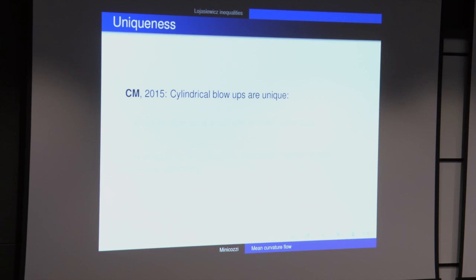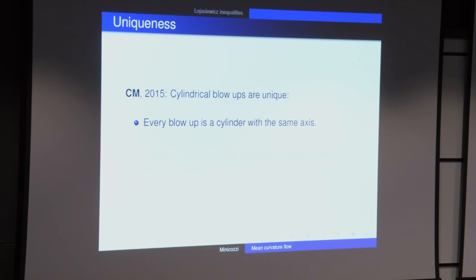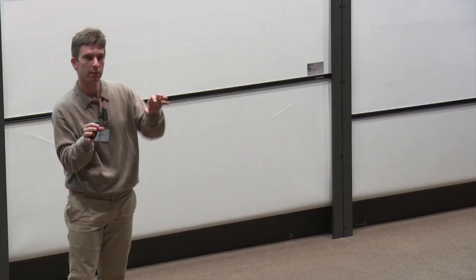So in a paper in 2015, Toby and I showed that if you have a cylindrical blow-up, so again in the setting we're in, you always get uniqueness. In other words, just before a singularity of mean curvature flow, if it looks like something like the dumbbell with the neck pinch, if I zoom in on that at times just before the singularity, I always see the same cylinder. It's not rotated in space. It's always exactly the same one.